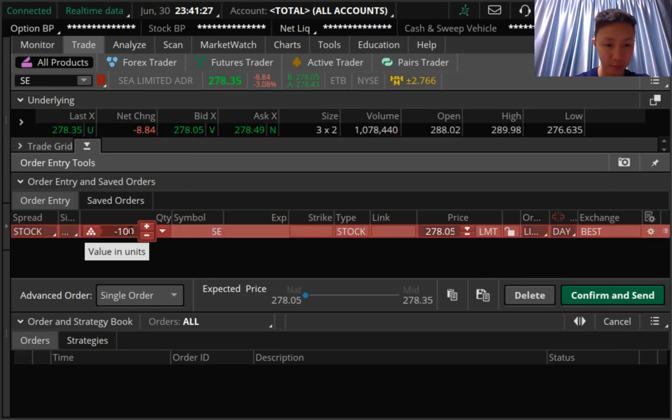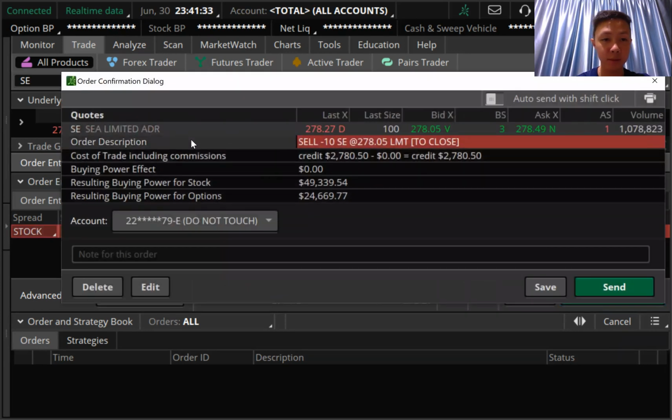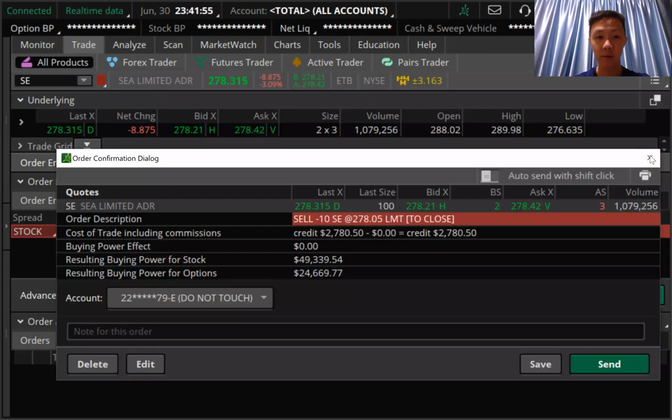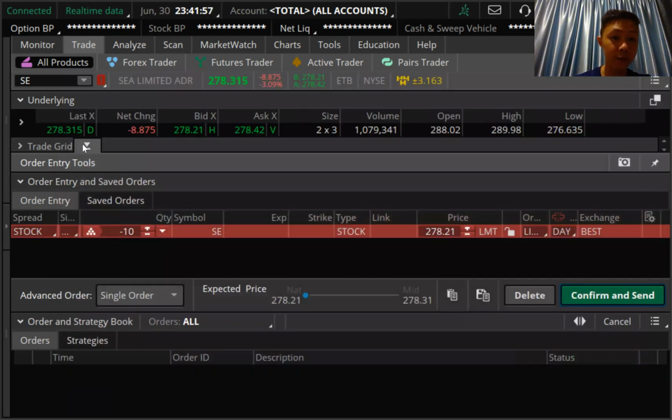Sell 10 SE at whatever price. Okay, confirm and send. Look at the order description again. Sell 10. So you can see here -10. When you are selling, it will be red color. When you buy, it is green color. So sell 10 SE to close. So this is selling your stock.